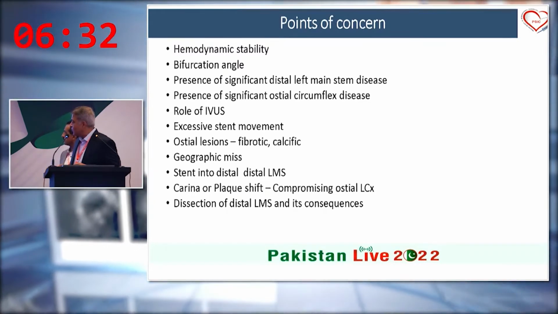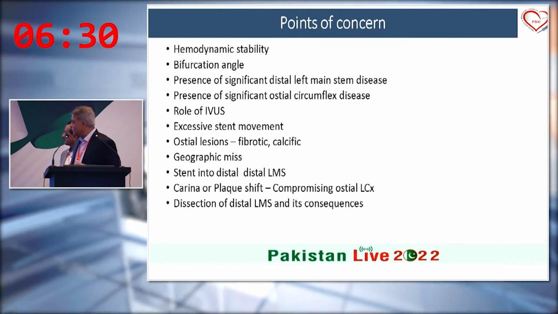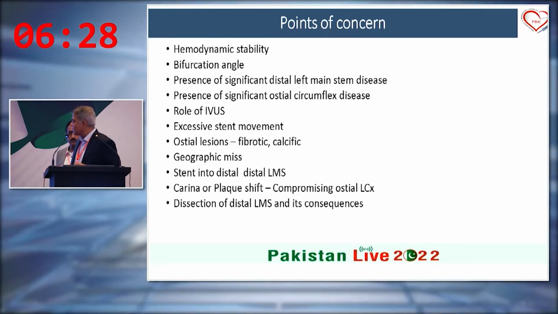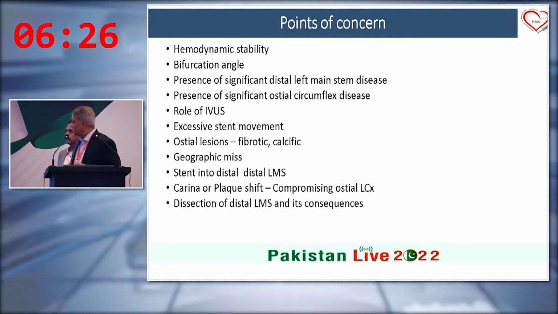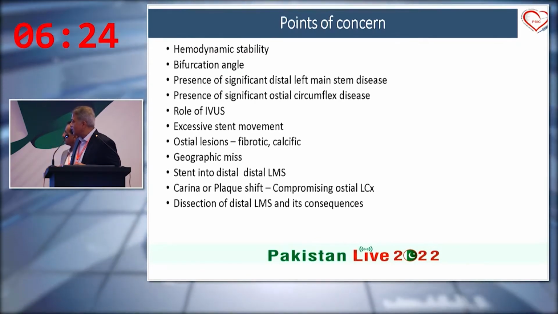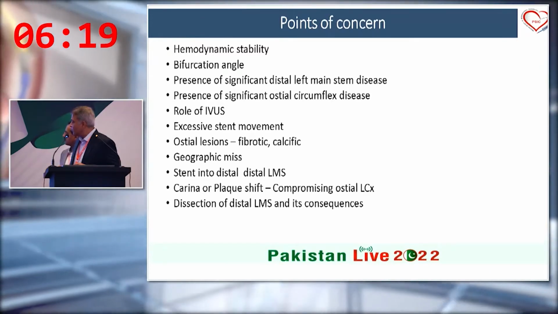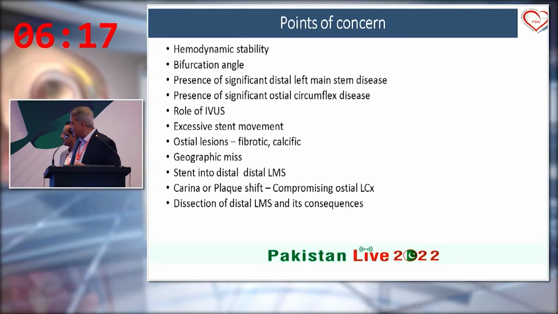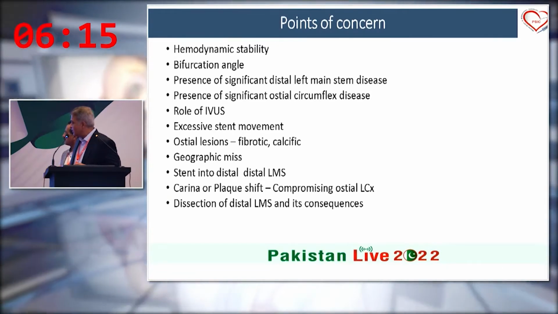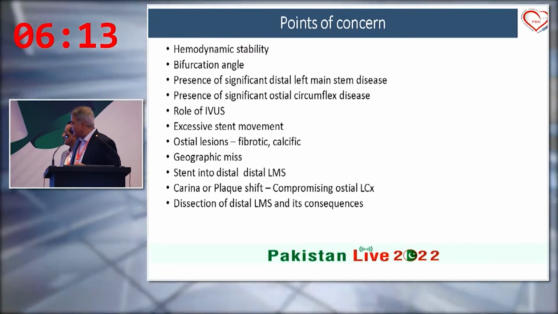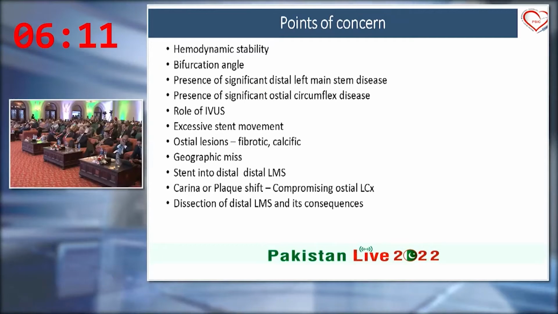IVUS is very important in ostial LAD lesions. It is used to rule out disease in the ostial circumflex and distal left main, and to assess the morphology of the plaque, as well as the length and morphology of the lesion. Excessive stent movement is the main concern in ostial nailing or ostial placement of the stent, along with geographical miss and stent into the left main.